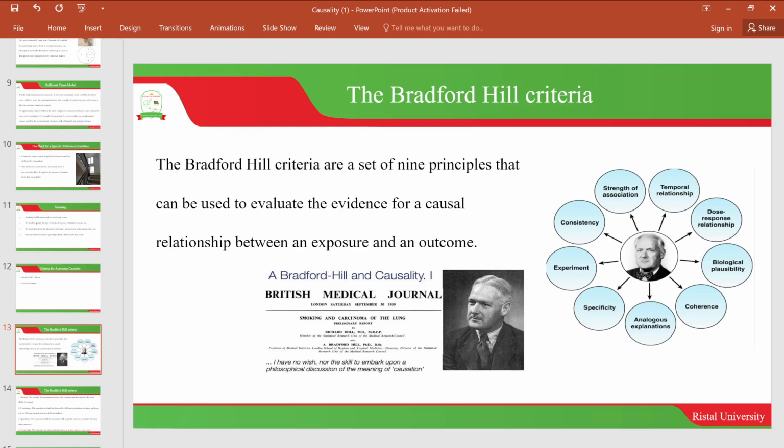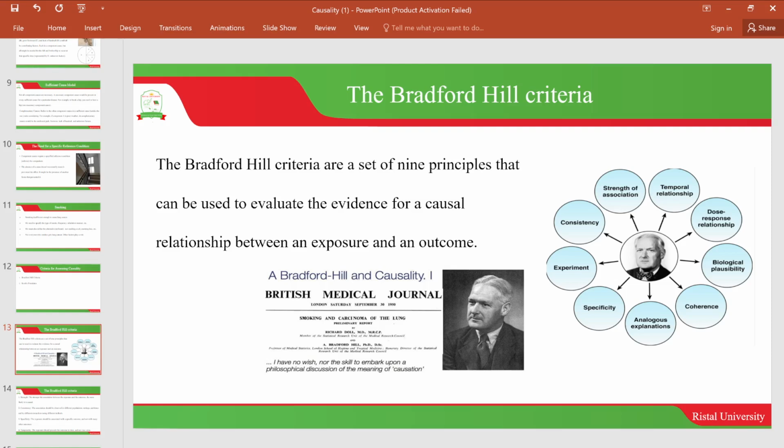So we have 9 principles that were established by Bradford and Hill. Okay, so let's go through them. We have experiment, consistency, strength of association, temporal relationship, dose response relationship, biological plausibility, coherence, analogous explanation, and then specificity. Those are the 9 principles, and I'm going to go through each one.